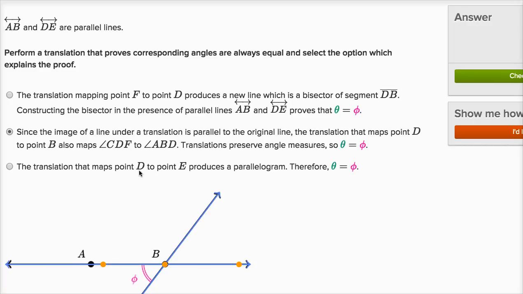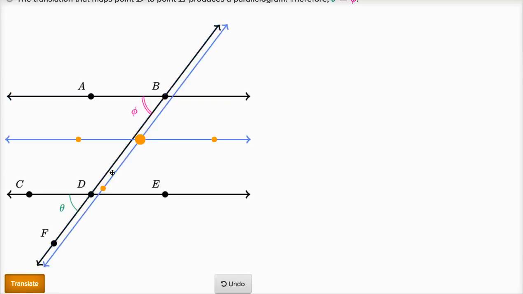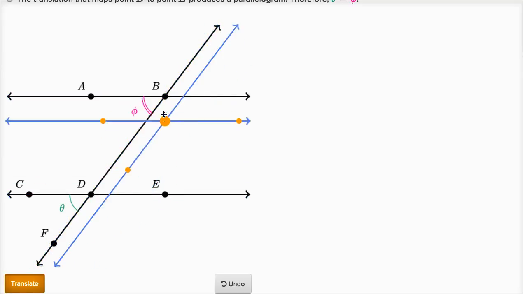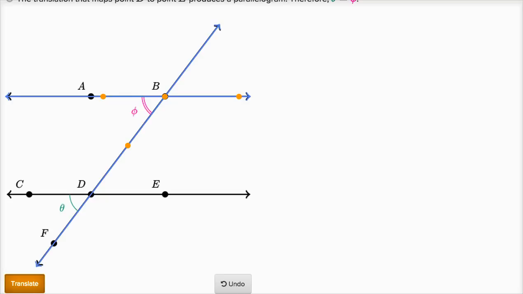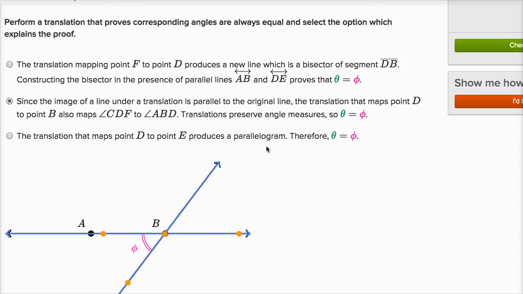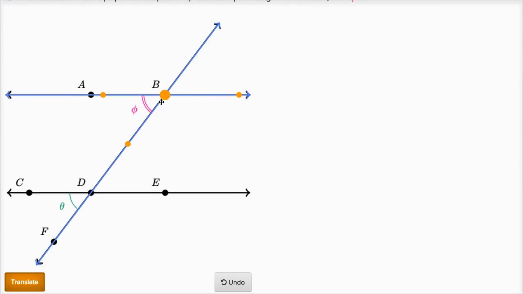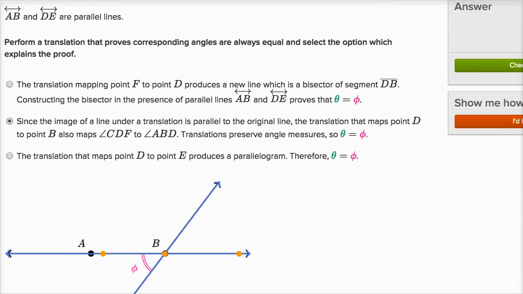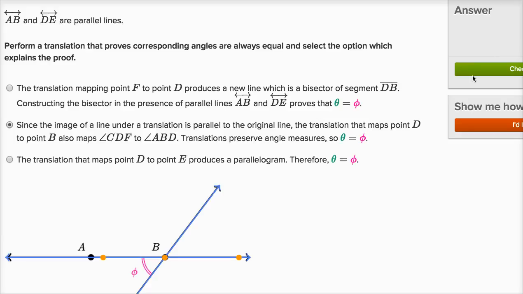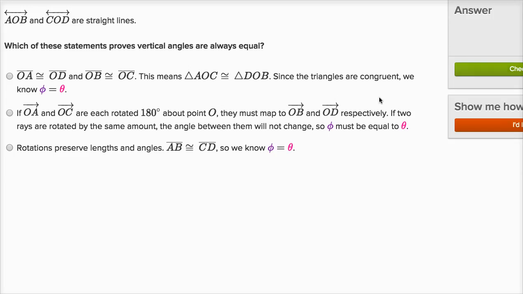The translation that maps point D to E, I didn't do that. I didn't take point D and move it over to E like that. That didn't really help me. Let's just keep reading it to make sure. Produces a parallelogram. That actually is true. If I translate point D to point E, I have this parallelogram constructed, but it really doesn't help us establish that phi is equal to theta. So that one I also don't feel good about. And it's good because we felt good about the middle choice. Let's do one more of these.